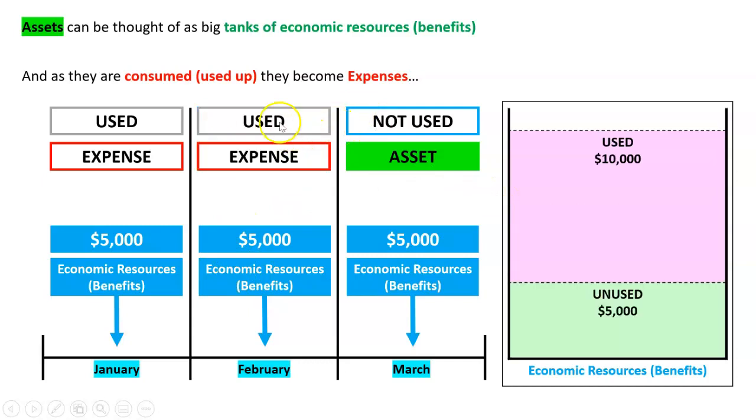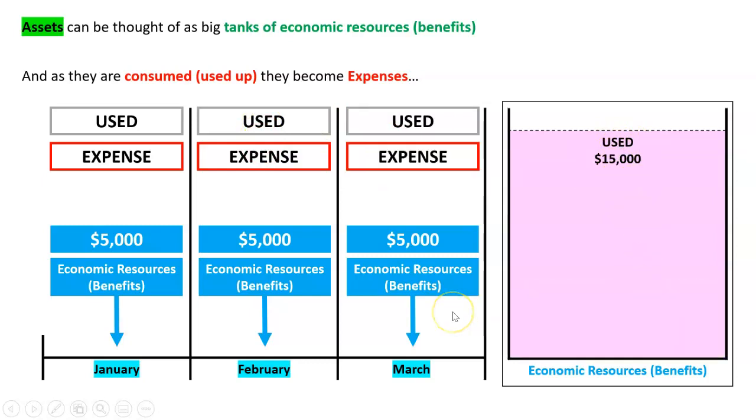Another month goes by, that becomes used. March is unused, so we've got an expense here of 10,000 and an asset here of 5,000. And then eventually, by the end of March, we'll have used up all the economic benefits and they're all gone. The tank is now empty. So even though it's not quite literally a petrol tank, that's not a bad way of thinking of an asset. It's just a big tank of economic resources. And as we use those economic resources, it becomes an expense.